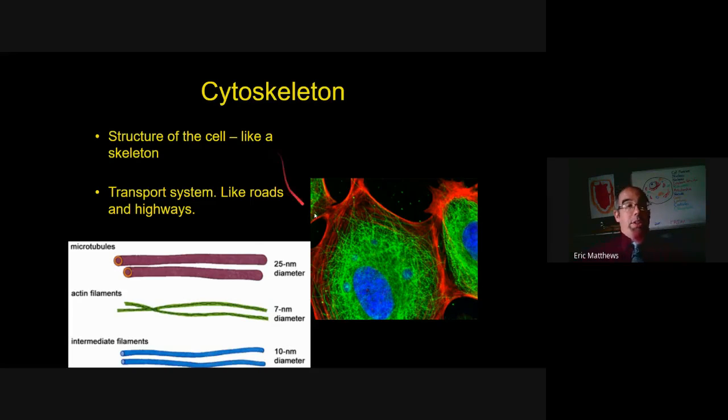If you take a look at these pictures over here, right? What they did was they took the 3 different types of fibers that make up the cytoskeleton and they dyed them different colors. So the microtubules are red, the actin filaments are green, and the intermediate filaments are blue. And so you can see where they are in their greatest concentrations within the cell.